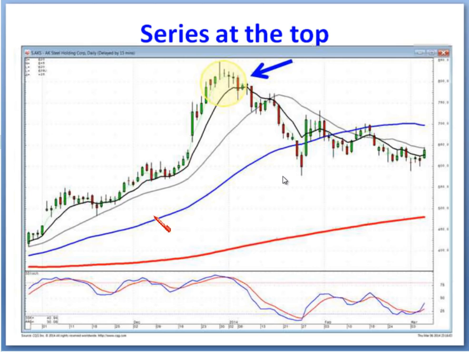So whether you're looking at dojis, series of dojis at the bottom, or series of dojis at the top, that series of dojis tells you there's a change of investor sentiment coming. Anytime you see a, you consider a Bollinger Band.